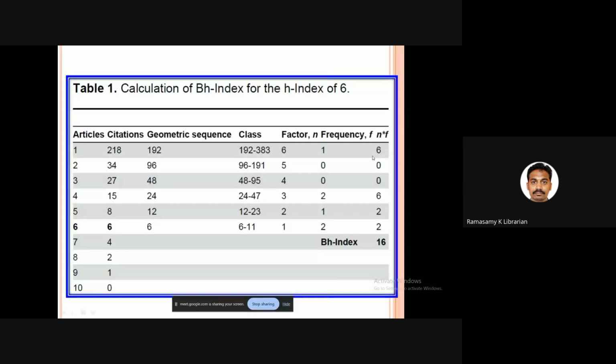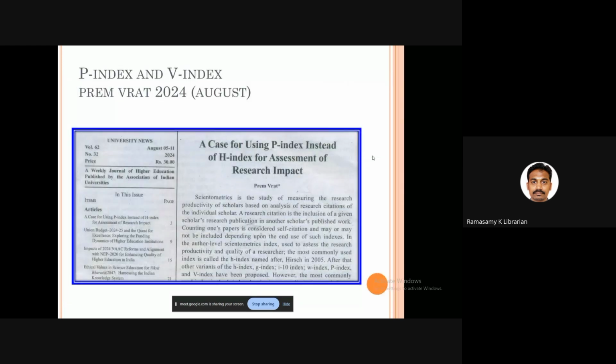It is a method where you are giving weightage to the citations received by each and every paper by forming a kind of frequency class interval based on the H index of that particular author. This is another variation. Then comes a newest index. Why? Because this index was introduced in a research paper which was published in August 2024 in University News, which is a talk of the town.